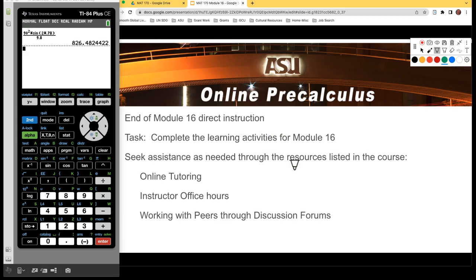And that will conclude our discussion for this module. So start working on the learning activities for this module. And remember, we have various resources to get assistance as you go through. There's online tutoring, instructor office hours, as well as working with peers in the discussion forums.